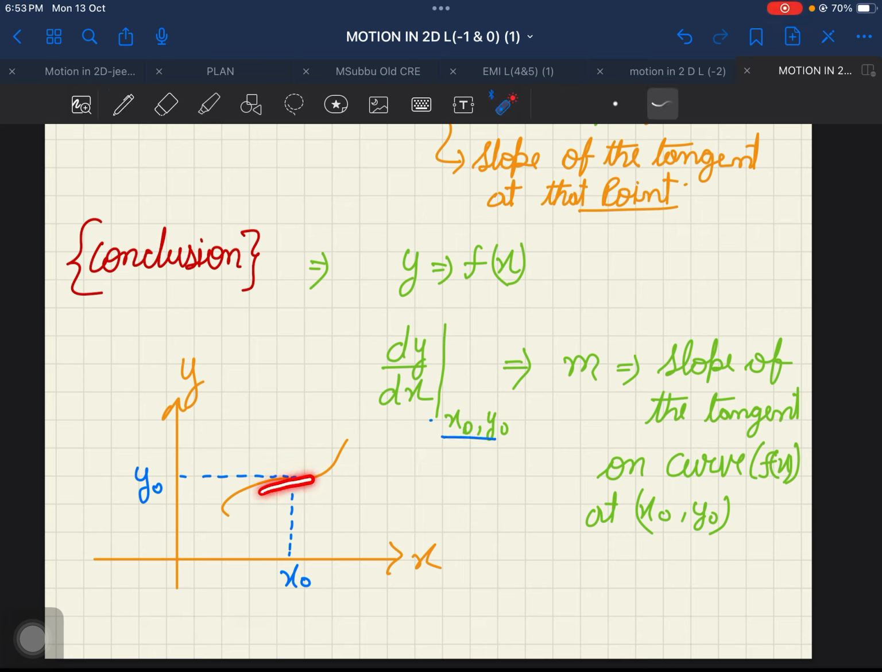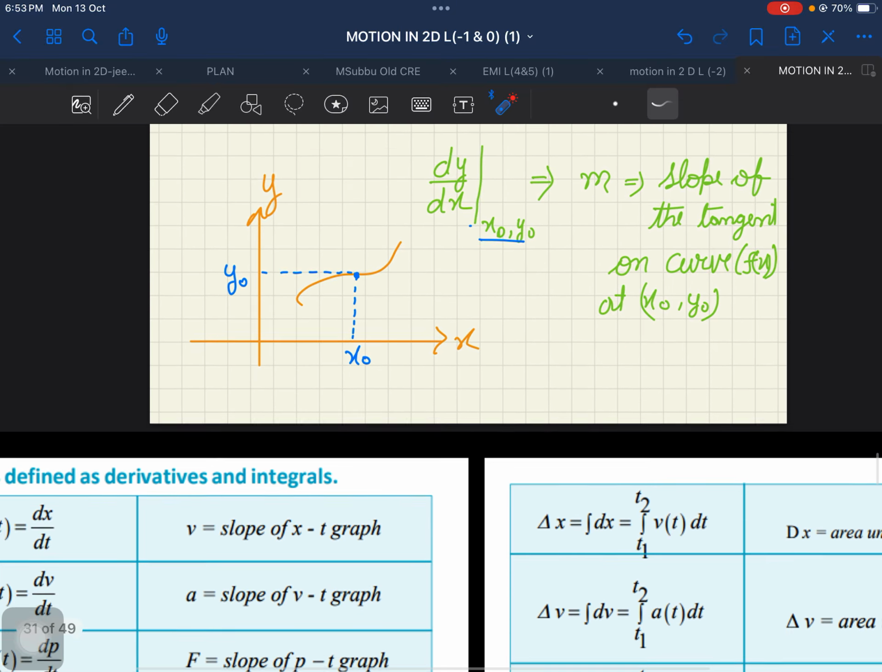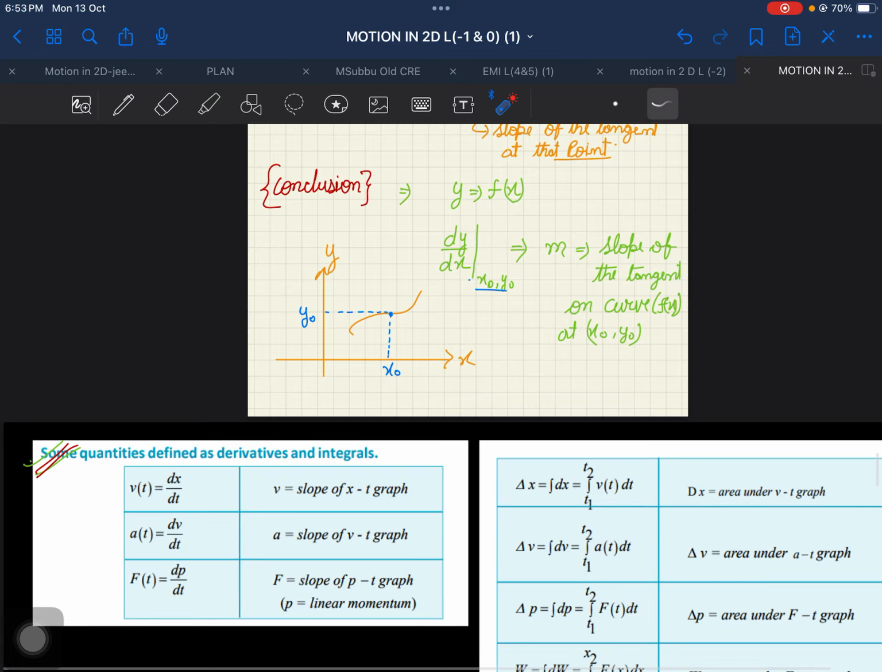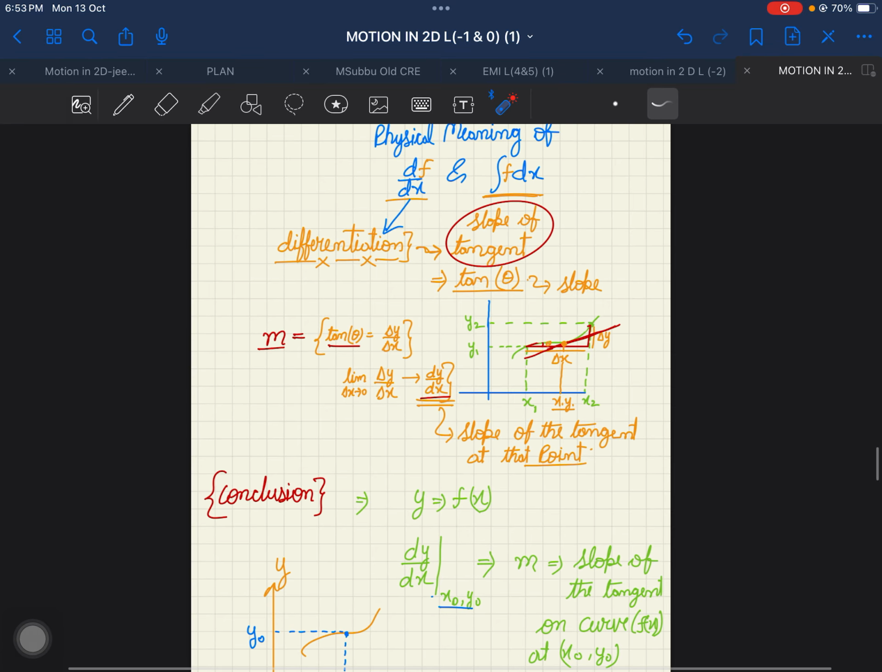The tangent at this point will be like this, right? The slope of the tangent. So this is the tangent, and the slope means what angle it makes from the x-axis. This is theta. This will be given by your dy by dx at x naught comma y naught, right? So I hope this is very much clear. In physics, students, this is the physical meaning of differentiation. I hope this is very much clear to all of you.